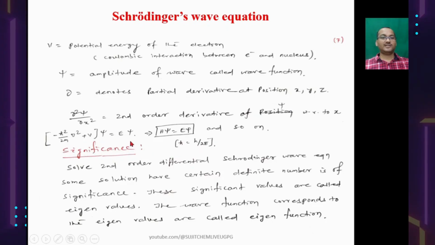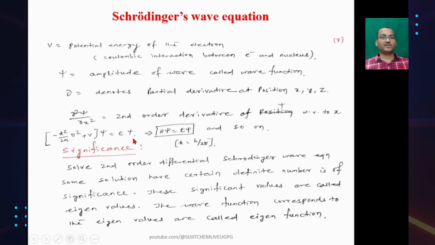Now let's discuss the significance of this Schrödinger wave equation. If we solve the second order differential Schrödinger wave equation, some solutions have a certain definite number of significance. These significant values are called eigenvalues, and the wave functions corresponding to eigenvalues are called eigenfunctions.